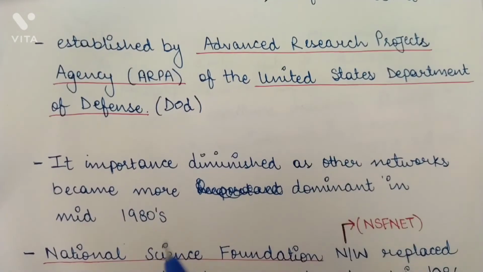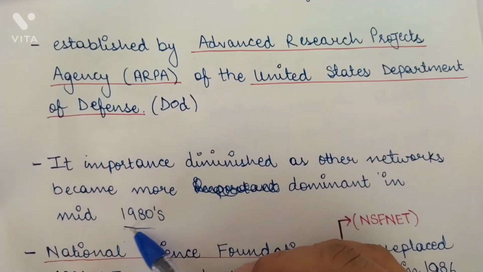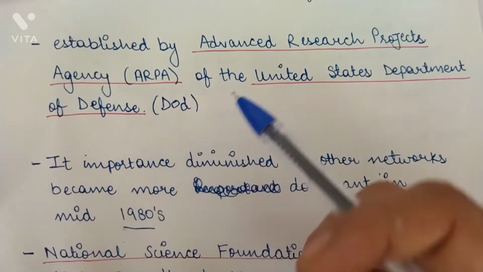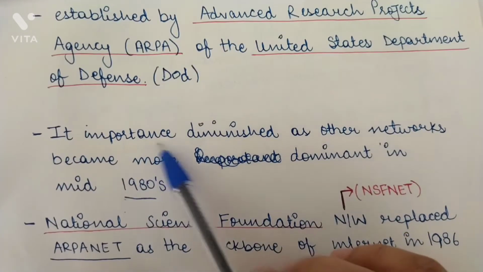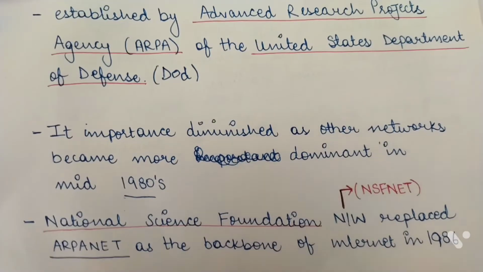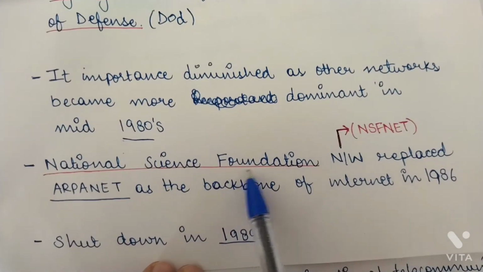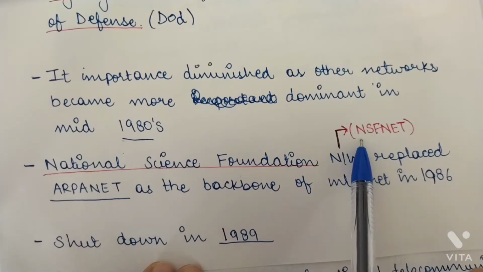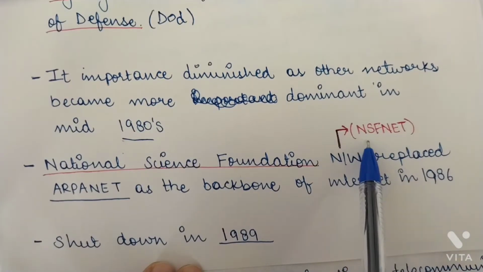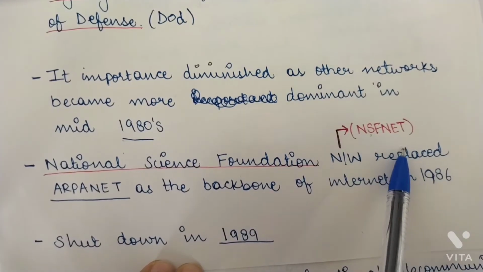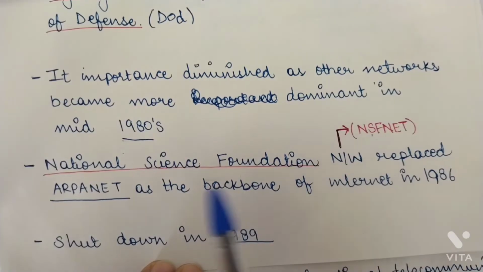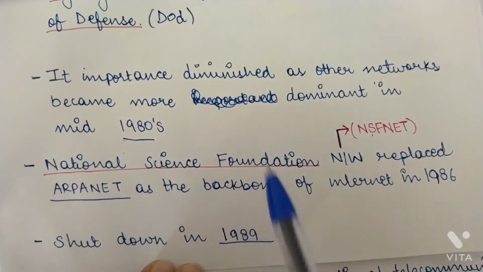Now, with time, the importance of ARPANET diminished as other networks became more dominant in the mid-1980s. Once a network was introduced, later on other networks also started getting introduced. So with those networks, the importance of ARPANET started to diminish. The National Science Foundation Network, which is also known as NSFNET. NSF stands for the National Science Foundation and NET stands for network. So the National Science Foundation Network replaced ARPANET as the backbone of internet.